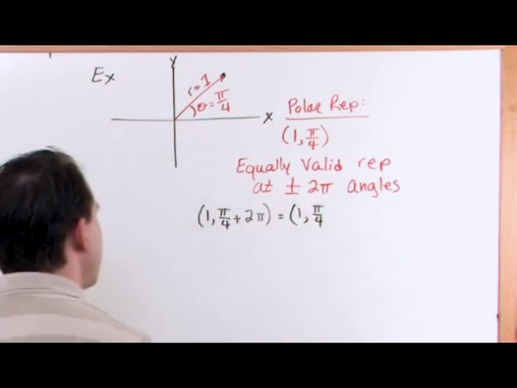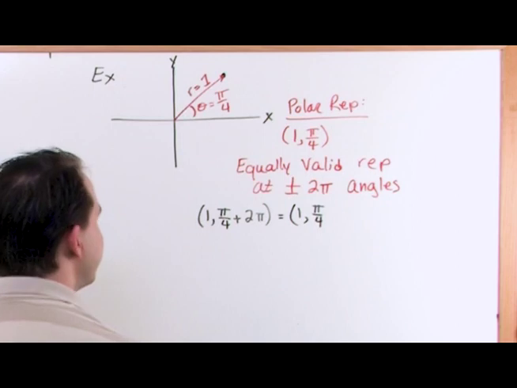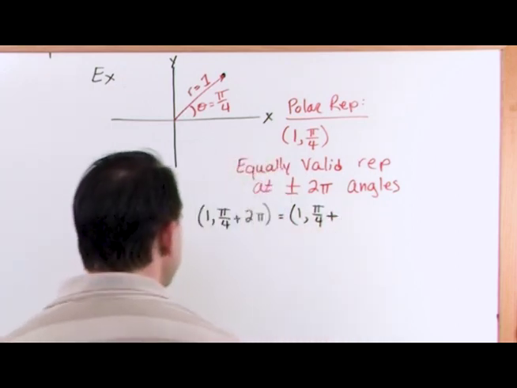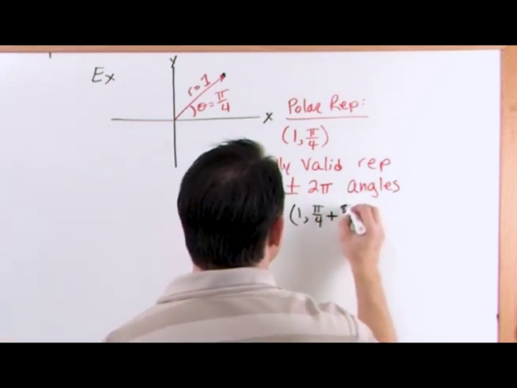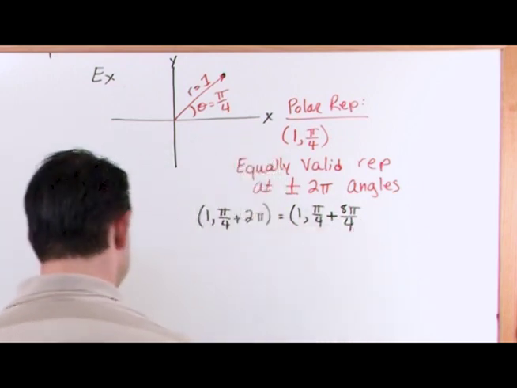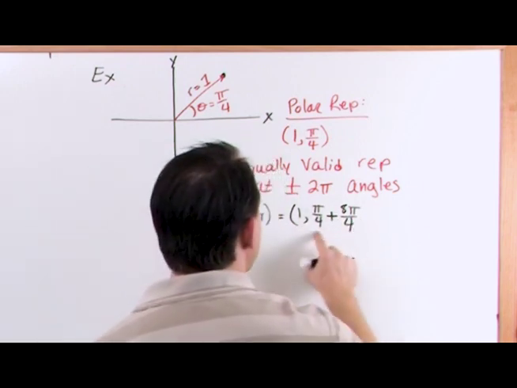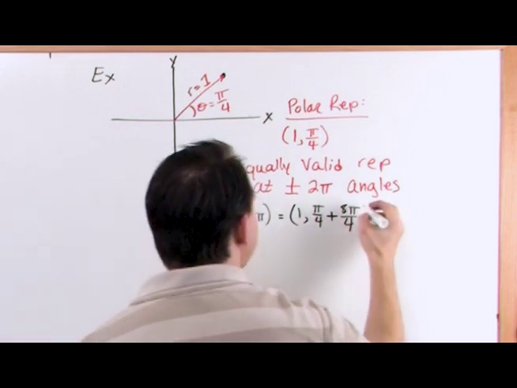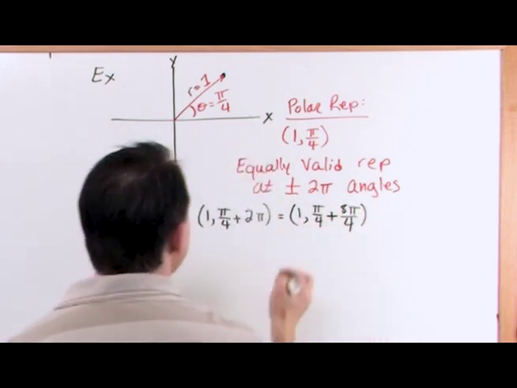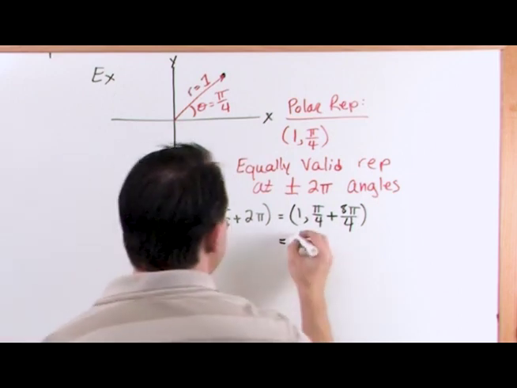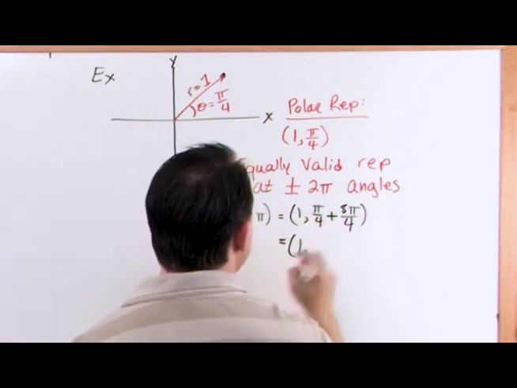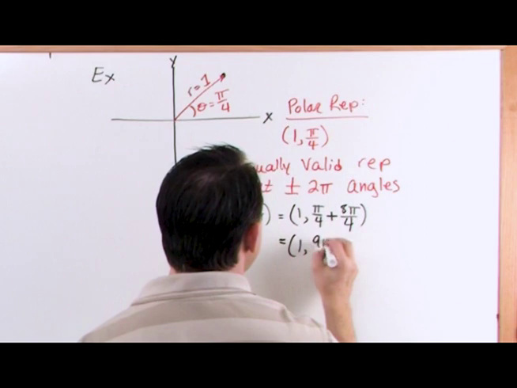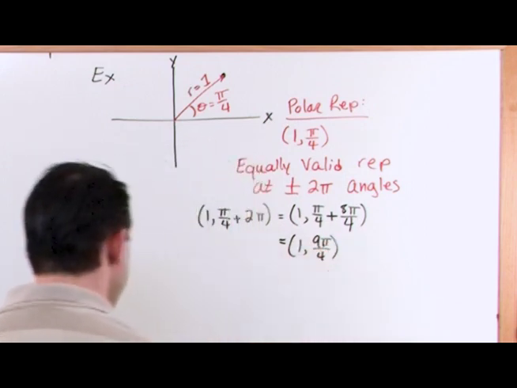So if I were going to simplify this, it would be 1 comma pi over 4. And how would I write 2 pi in order to add these fractions together? It would be 8 pi divided by 4. I chose it this way because 8 pi divided by 4 is equal to 2 pi, and I want to add these fractions. So that would be equal to 1 comma 8 pi plus pi is 9 pi divided by 4.